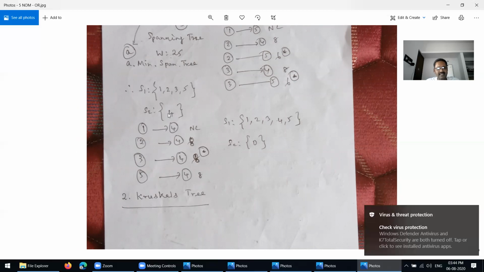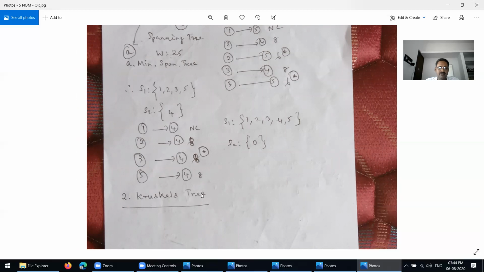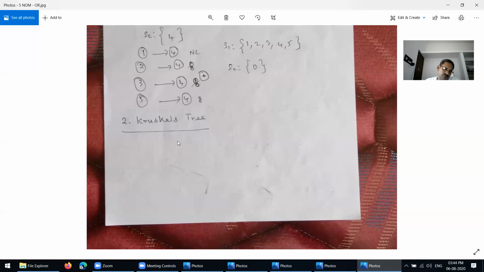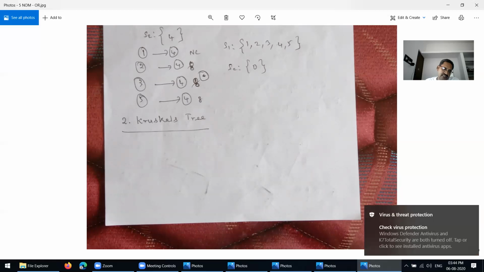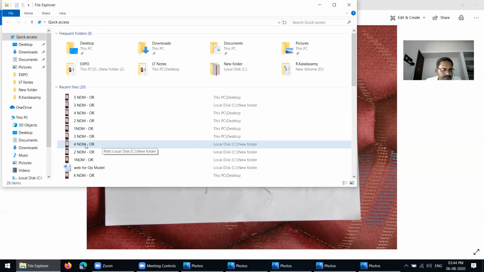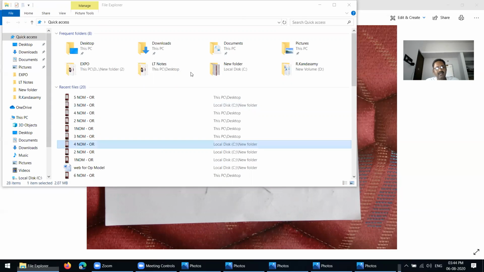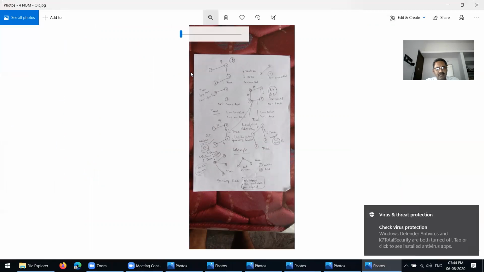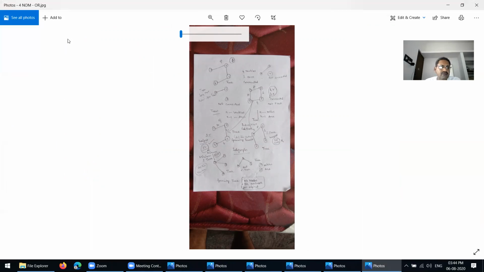Next one is Kruskal algorithm. How to explain the Kruskal algorithm? Kruskal algorithm, I think maybe you are very clear now. It's okay. Then next we go to the second one, Kruskal algorithm. You write. See here now. No, sorry.